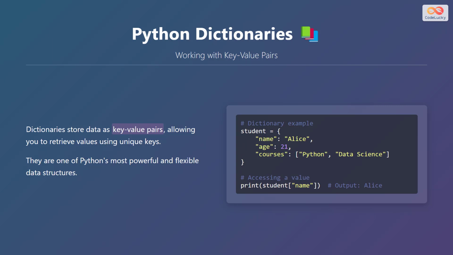Let's begin our exploration of Python dictionaries. Dictionaries are a fundamental data structure in Python, used to store data in key-value pairs. This means that instead of accessing data by its position like in a list, you access it by a unique key. Dictionaries are one of Python's most powerful and flexible data structures, allowing for efficient data retrieval and manipulation.